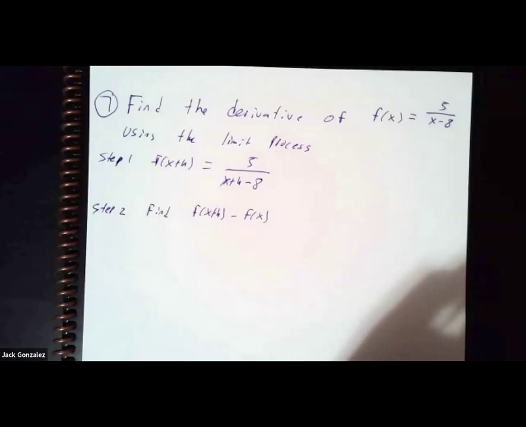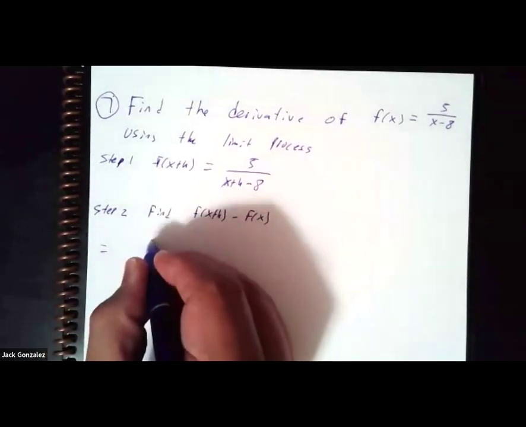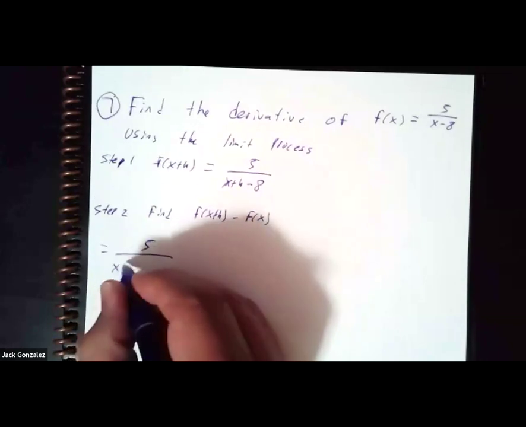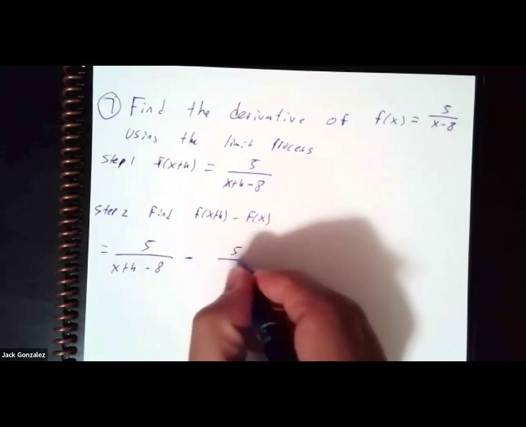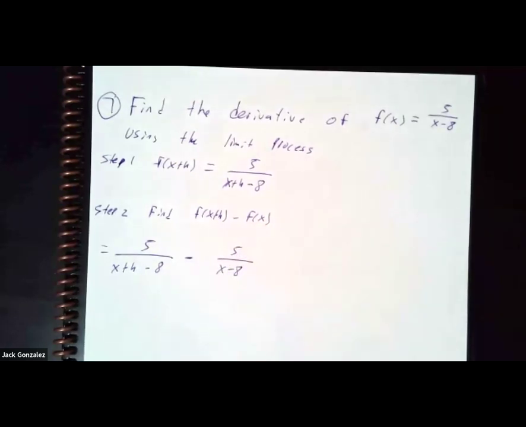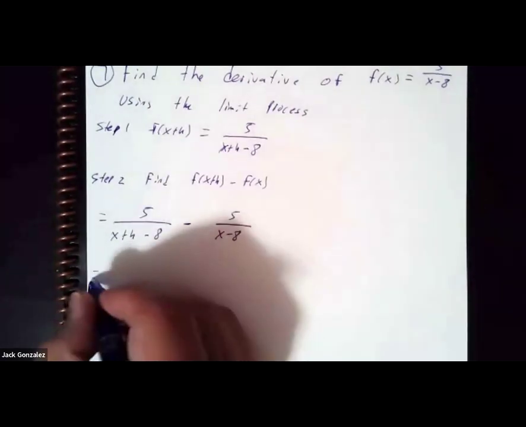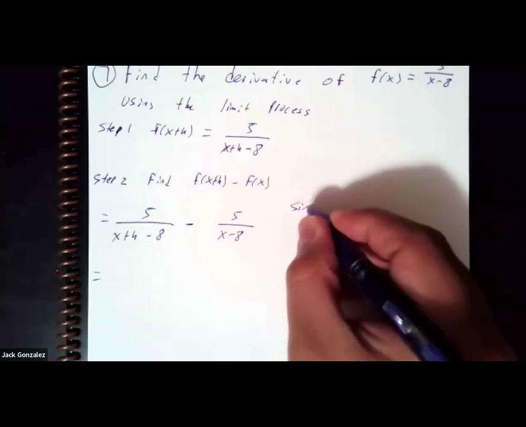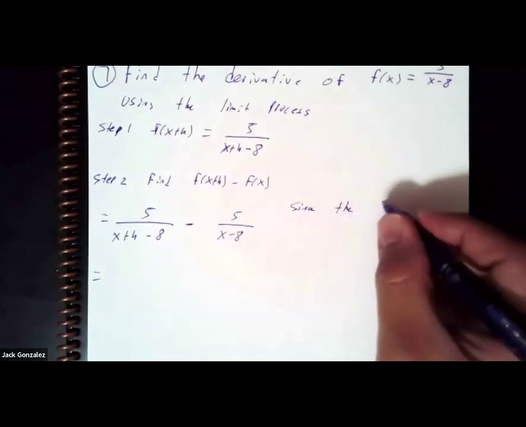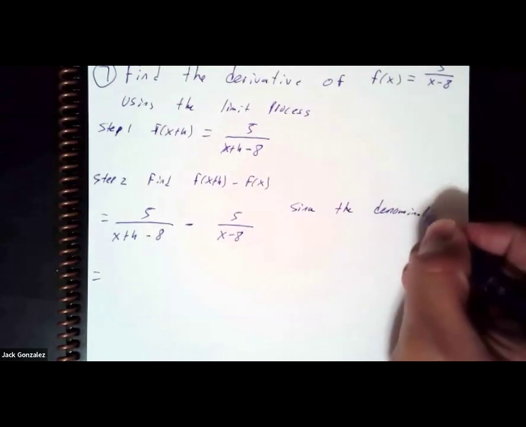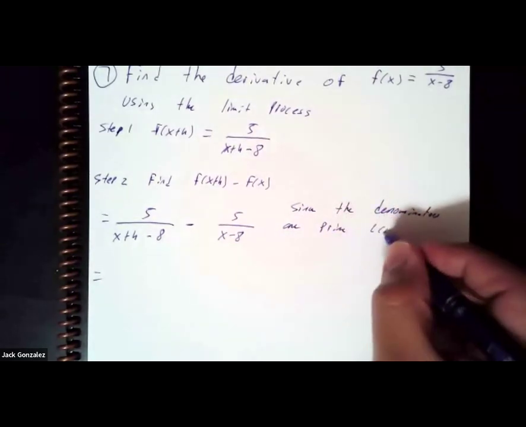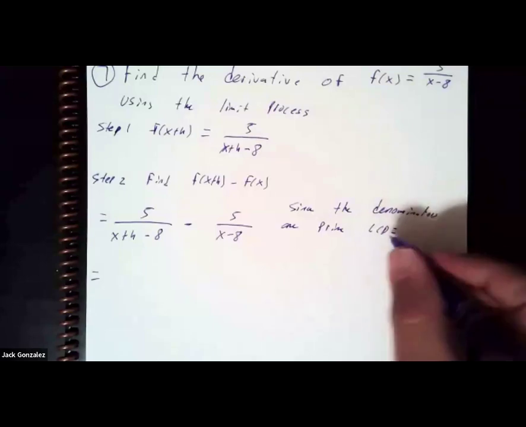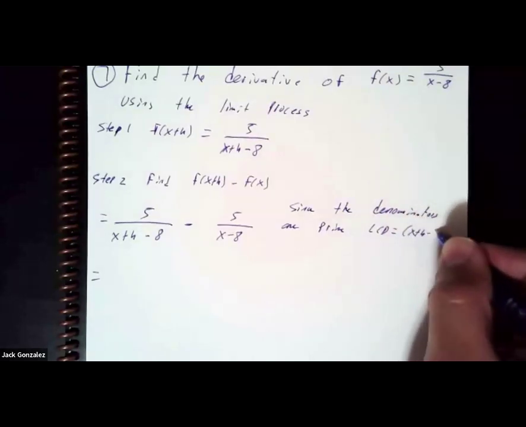Okay, so that will be this guy minus the original. You're going to have to do an LCD for rational functions. So these denominators are both prime. Since the denominators are prime, the LCD will simply be the product of those two.